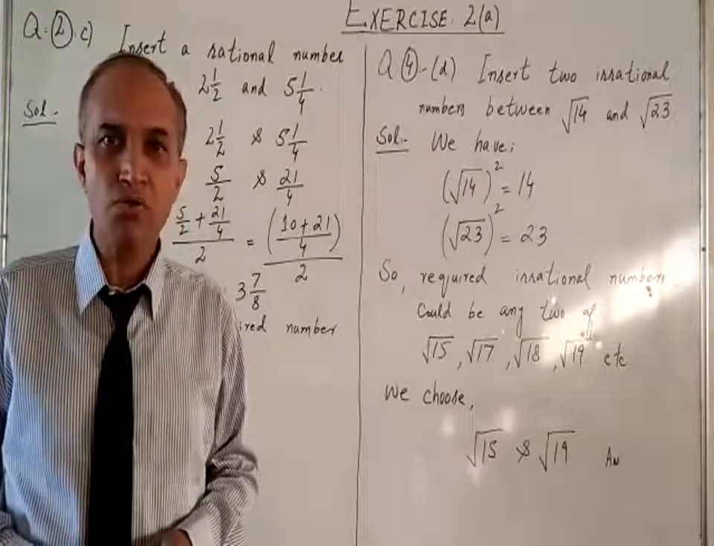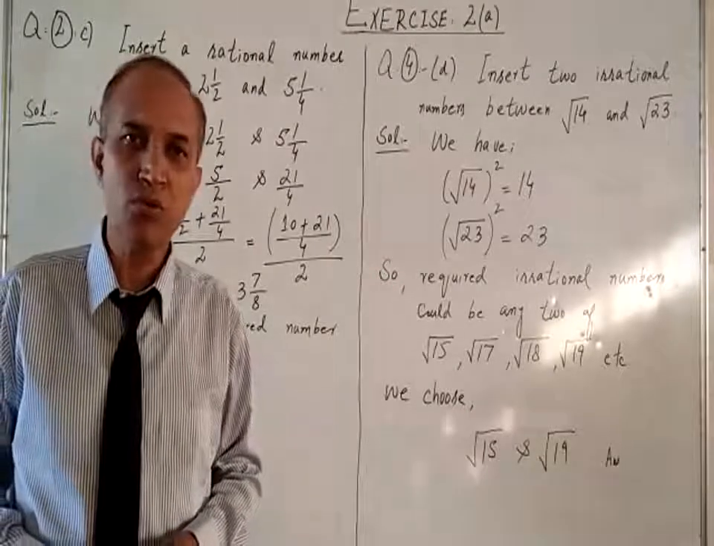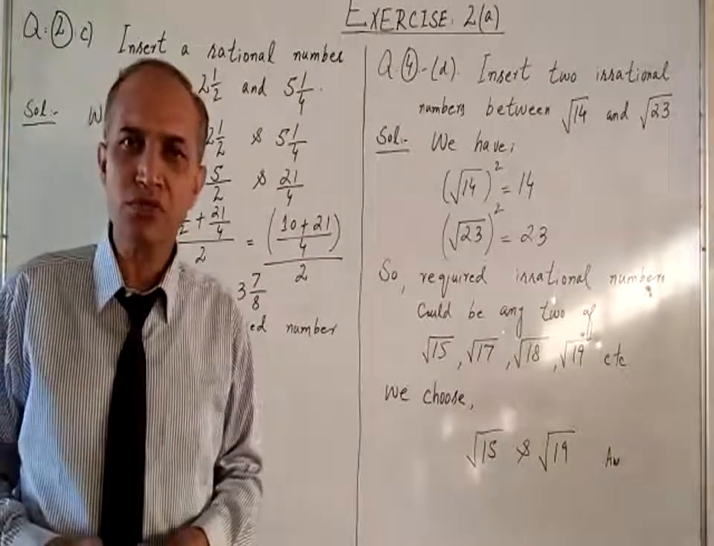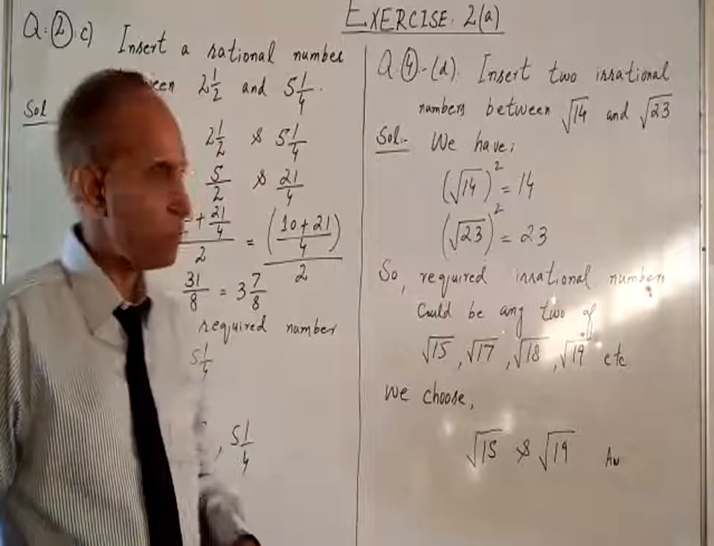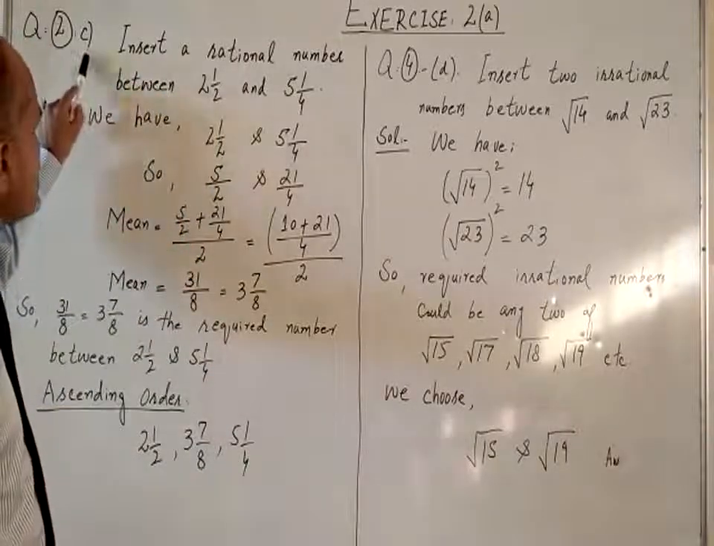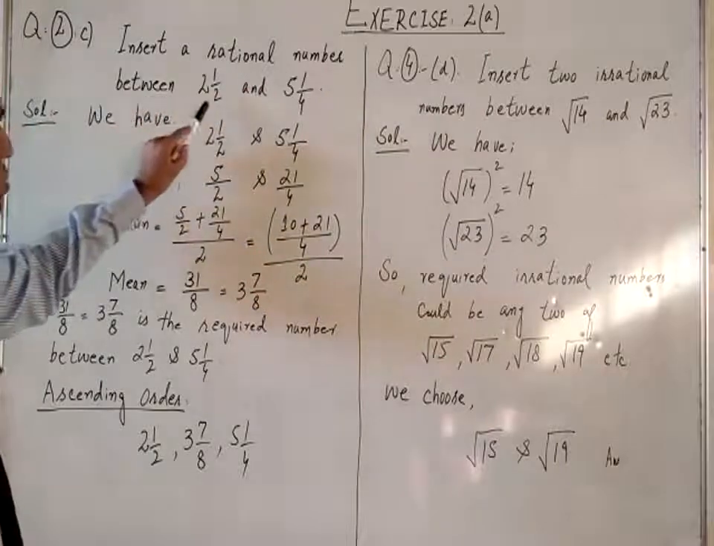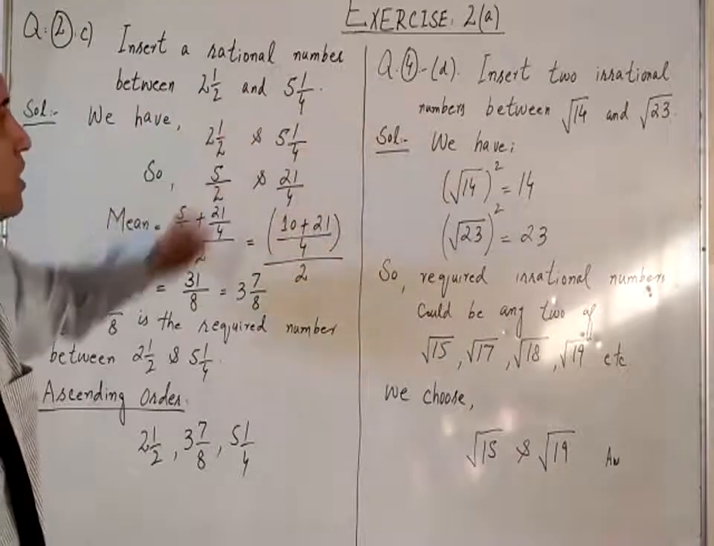Today we will solve question number 2, 3 and 4 of exercise 2A. So let's start from question number 2, part C. In question number 2, part C, we have to insert a rational number between these two rational numbers.